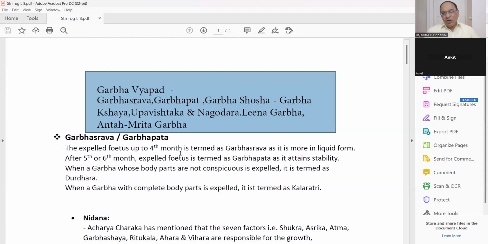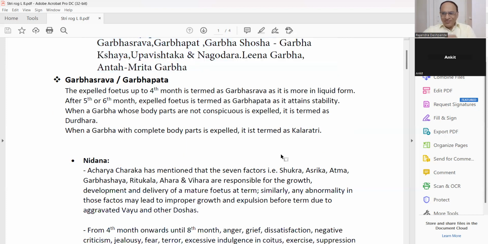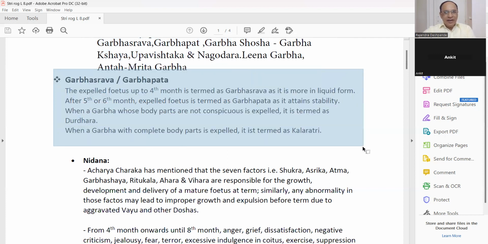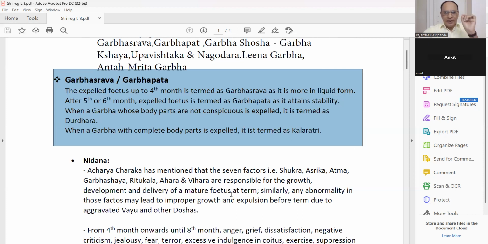So these are the important topics from paper 1. Let us start with today's topic. Garbhasrava and Garbhapat. Only a few things I will ask you to write down.